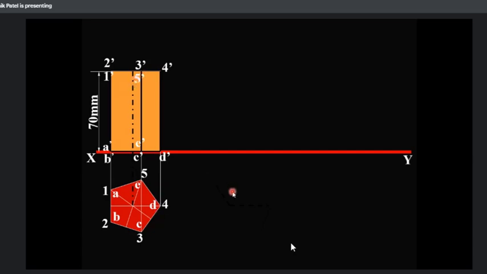First we draw the true shape of the base below the XY line. Second, we draw elevations above the XY line. Now what is your third step? Let's see, what will the third step be here? Inclined to HP. And what is the angle here? What is the inclination? 45 degree. So in your statement they mention that.